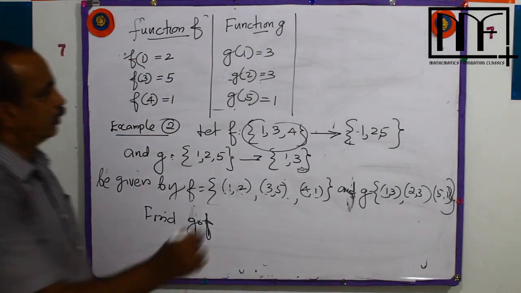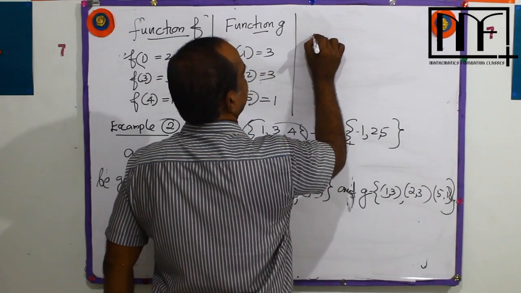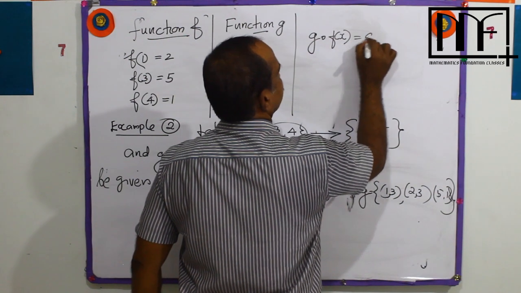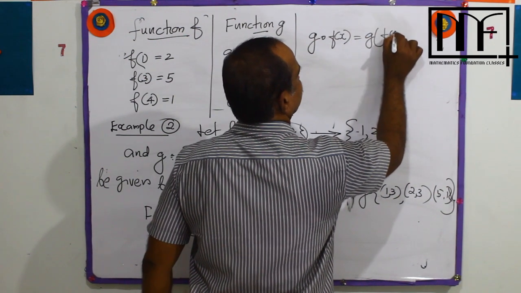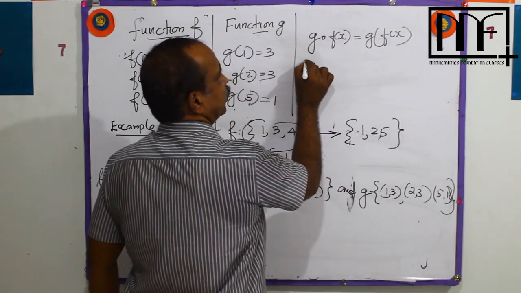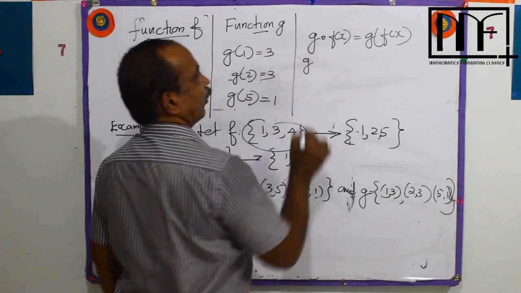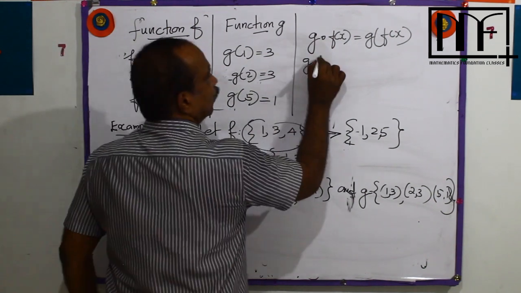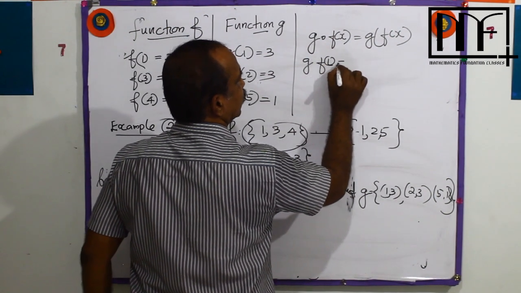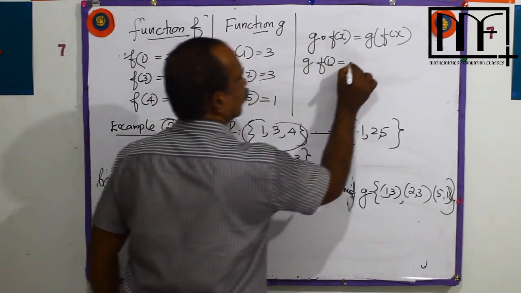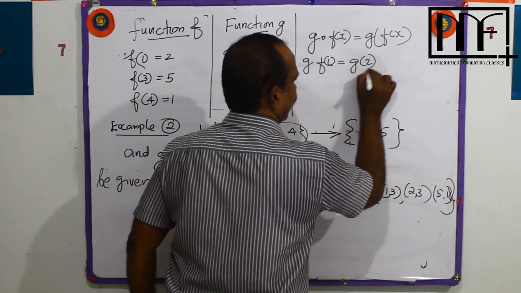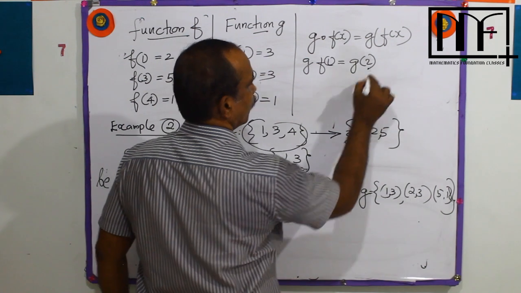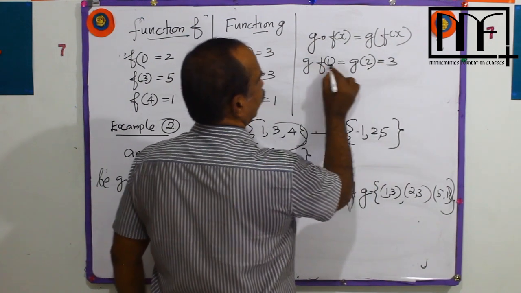We need to find out the composite function, that is g of f of x. Let us see what is g of f of x. The first function is f of 1. What is f of 1? f of 1 is 2, therefore g of 2. And what is g of 2? g of 2 is 3. So g of f of 1 is 3.